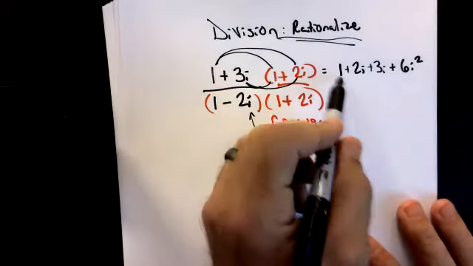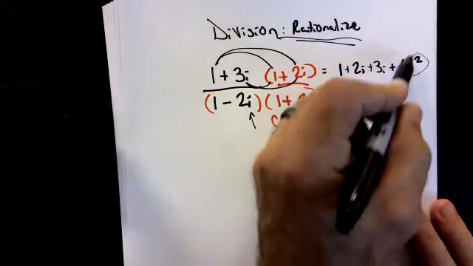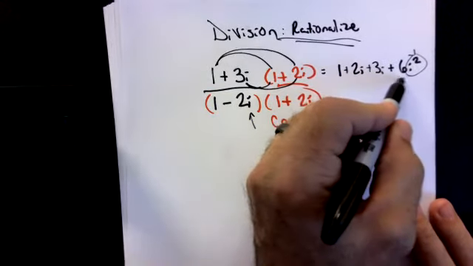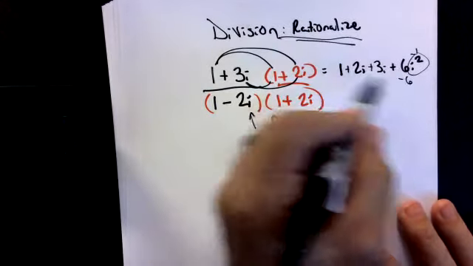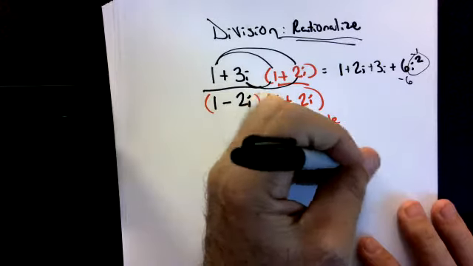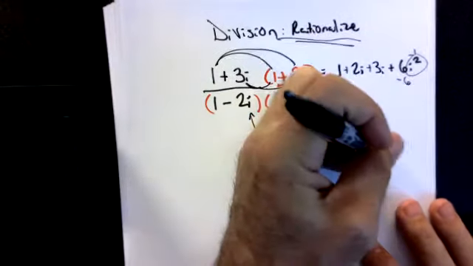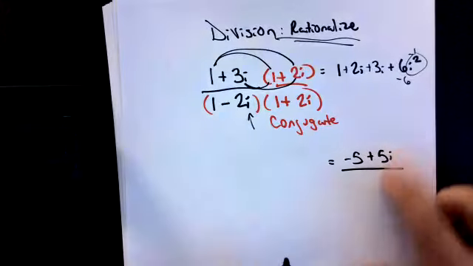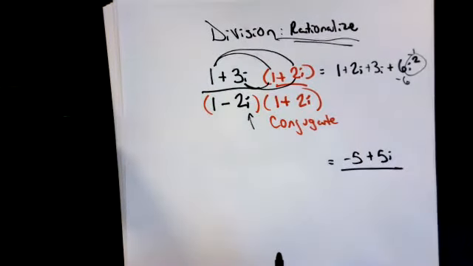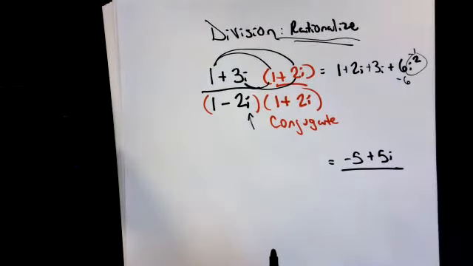All right, if I clean that up, again, i squared is a -1. That makes that a -6. So 1 minus 6 is -5. 2i plus 3i is 5i. So that's what I should have on the numerator. The numerator is just the top.